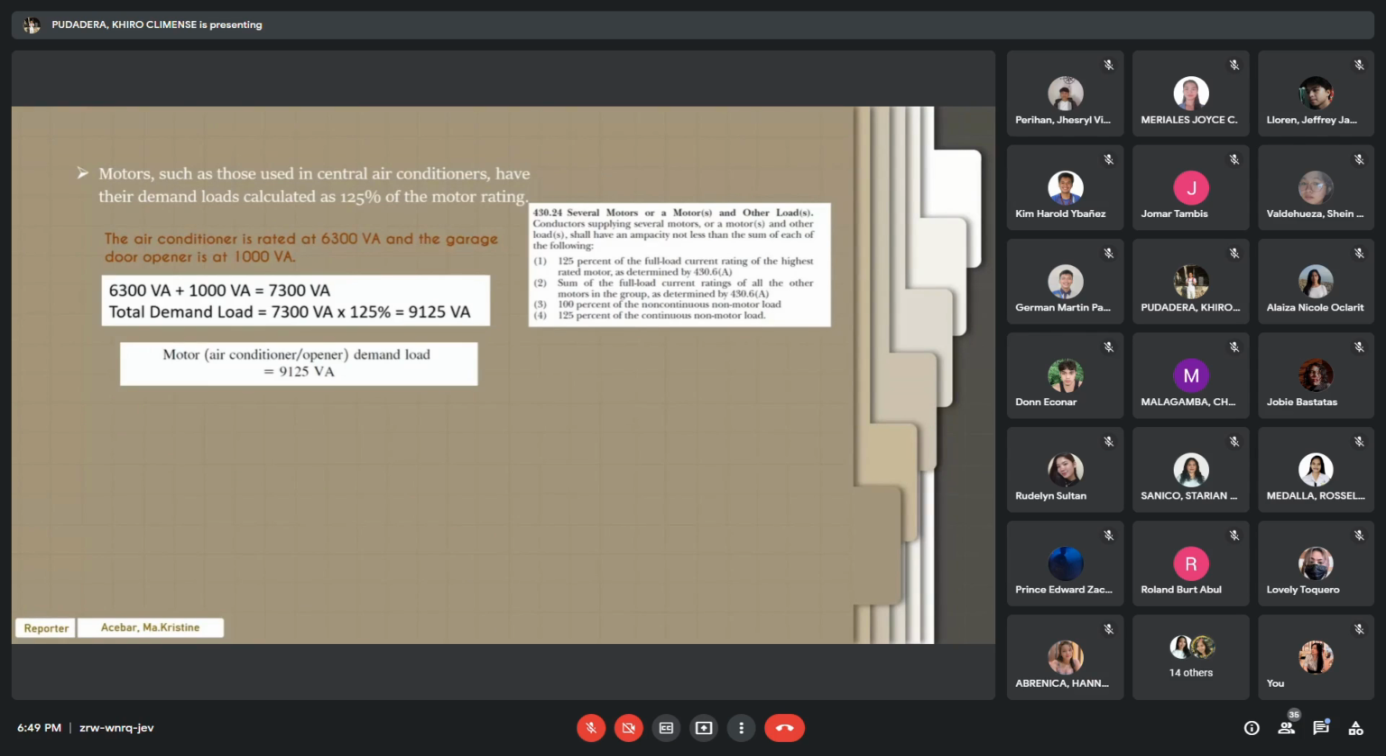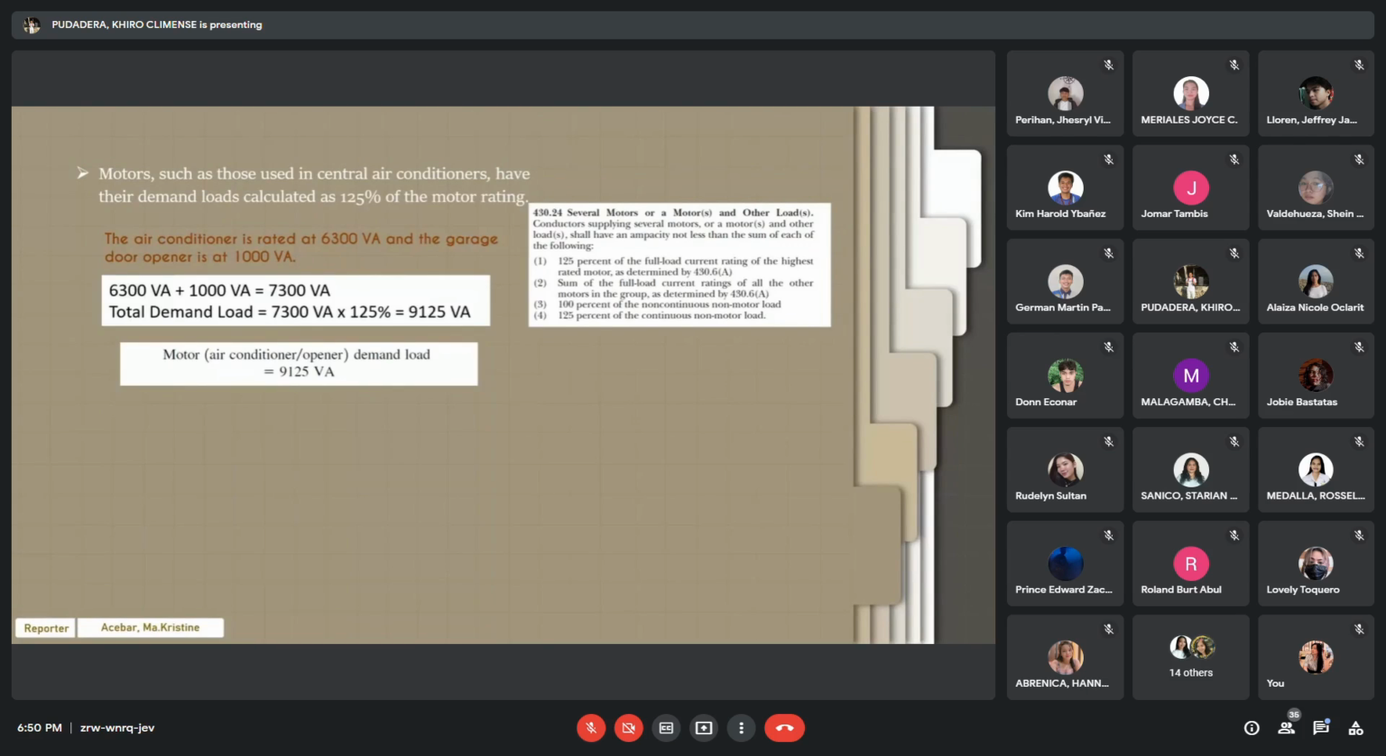To calculate the demand load, i-multiply nato ang 7,300 VA sa 125%, which is the demand load sa motors. So the total demand load here is 9,125 VA.